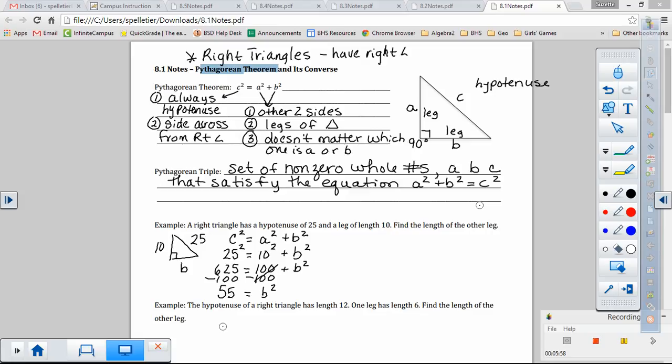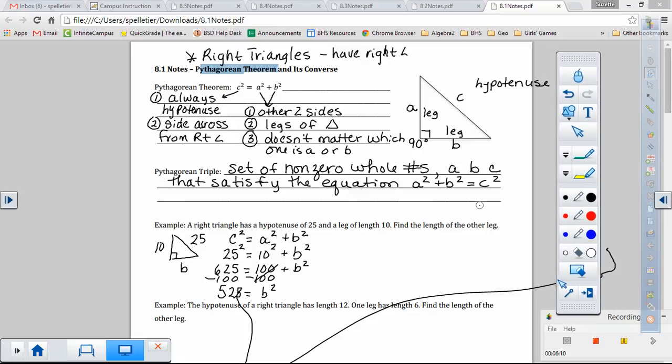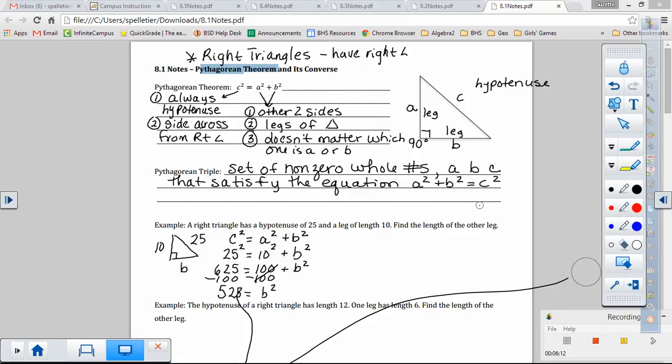So 525. So the question becomes, how do you figure out what B is if, oh boy, my marker's being crazy. How do you figure out what 525 is? I'm going to fix this for you because my marker's stuck and was writing when I didn't want it to be. 525 equals B squared.